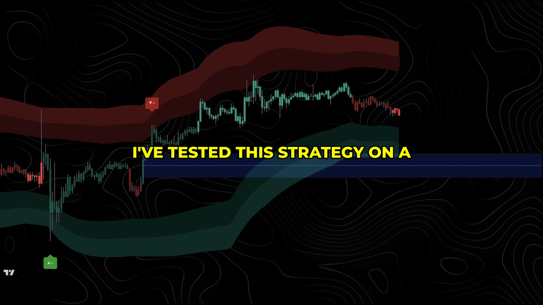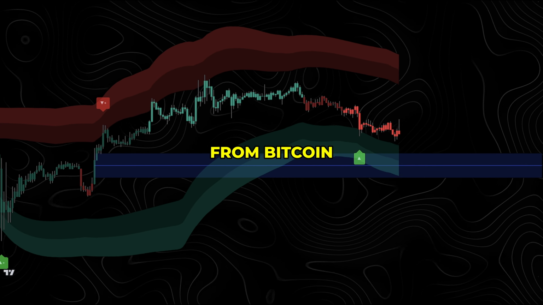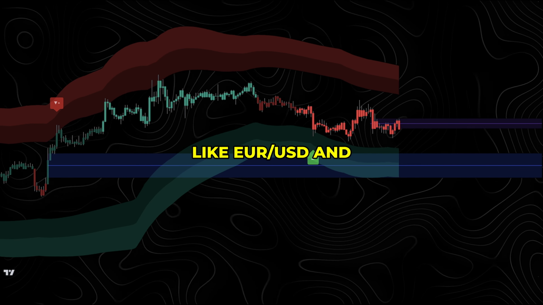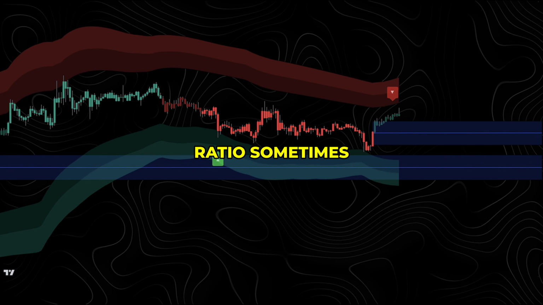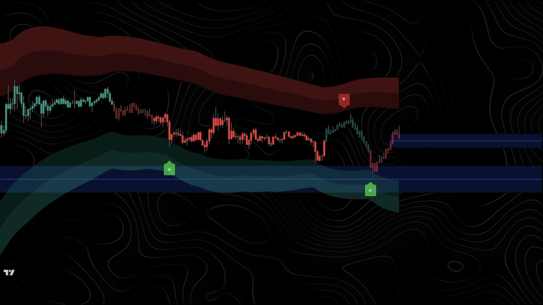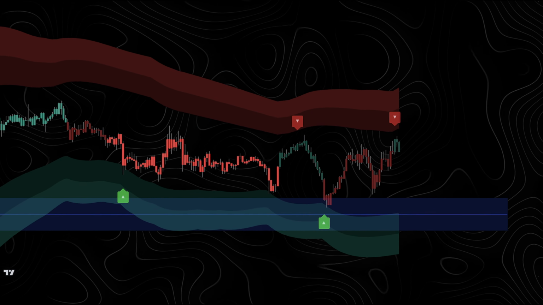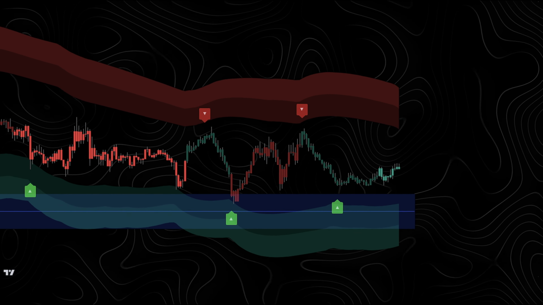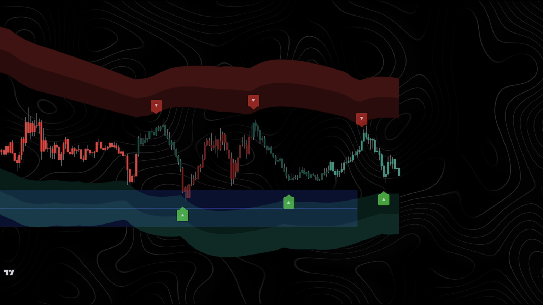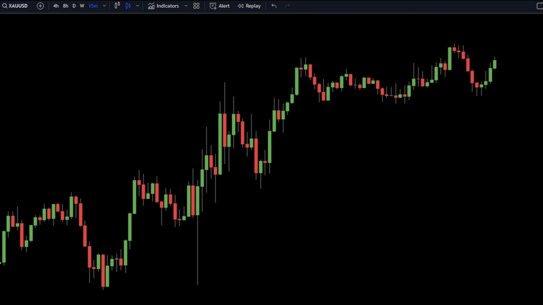I've tested this strategy on a variety of assets, from Bitcoin to major forex pairs like EURUSD and gold, and the results were shockingly good, as the winning ratio sometimes reached 80% and above. The strategy is very simple and combines price action concepts with reversal trading. To trade it profitably, you need to follow 4 rules, with the last one being the most crucial. Without wasting any time, let's begin the tutorial.